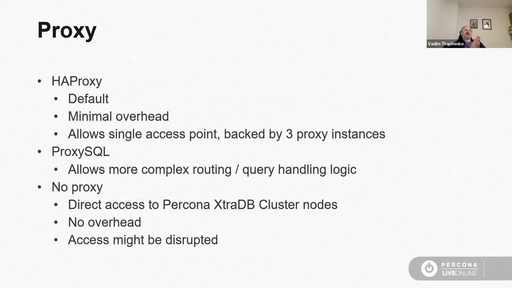As for proxy solutions, by default we deploy HAProxy, which in our opinion is the most compatible, with a minimal overhead, and we deploy again the three proxy instances, which are very lightweight by themselves. And again, this is to avoid a single point of failure. But if HAProxy is too basic for you, we also provide capabilities to deploy ProxySQL, which would allow you to use more complex query handling, query routing logic. Or if you want to avoid any proxy overhead, it's possible to use no proxy at all. You will get access to Percona XtraDB Cluster nodes, but again, a pod might get rescheduled, and your access to that given pod might be disrupted at some point of time.